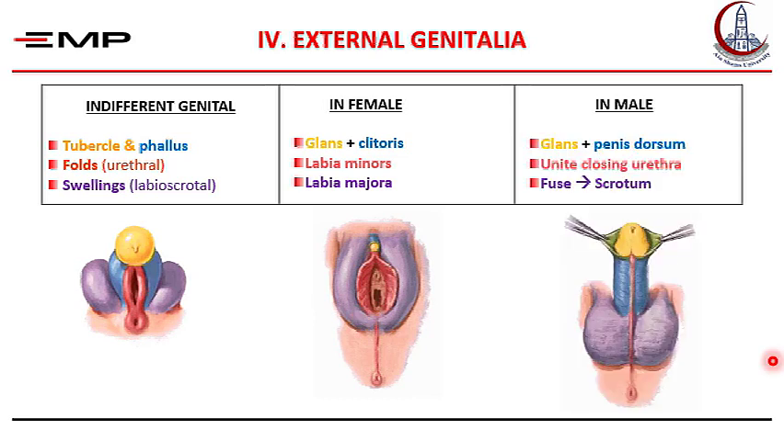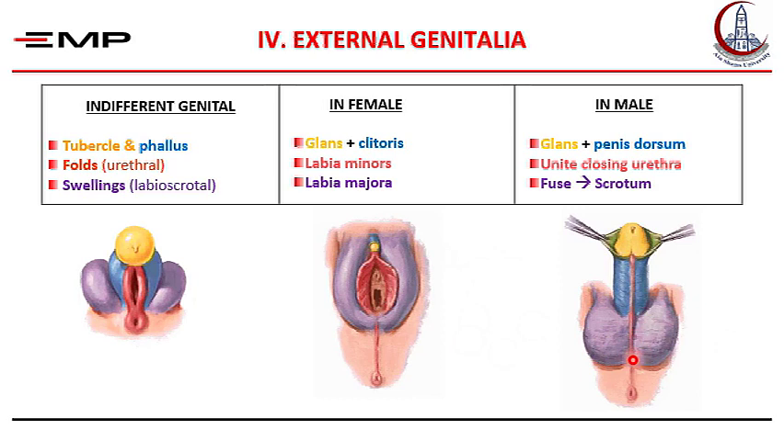In the case of the male, the phallus elongates to make the penis. The genital tubercle will make its glans. The two urethral folds, genital folds, unite together at the bottom of the penis to close the urethra, and the genital swellings or labioscrotal swellings will give the scrotum, the two halves of the scrotum, which have a septum in between.